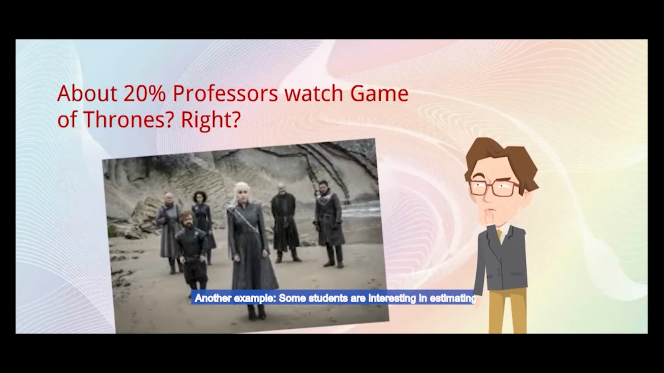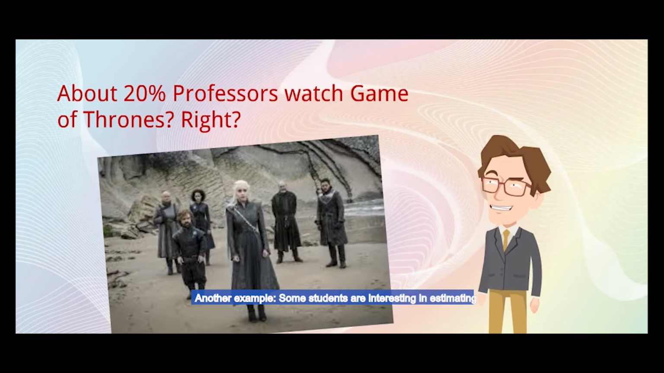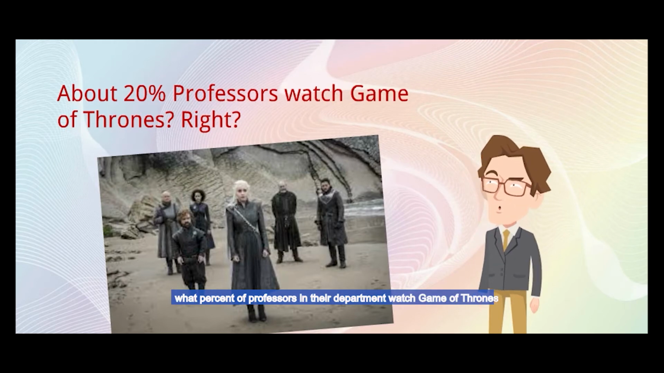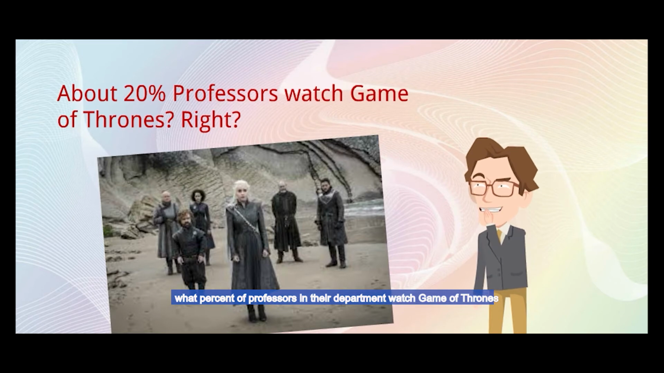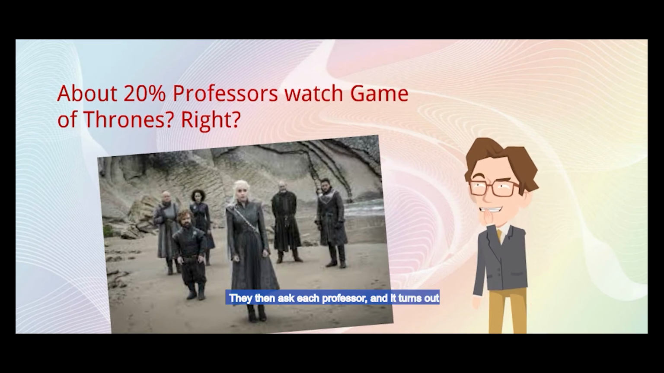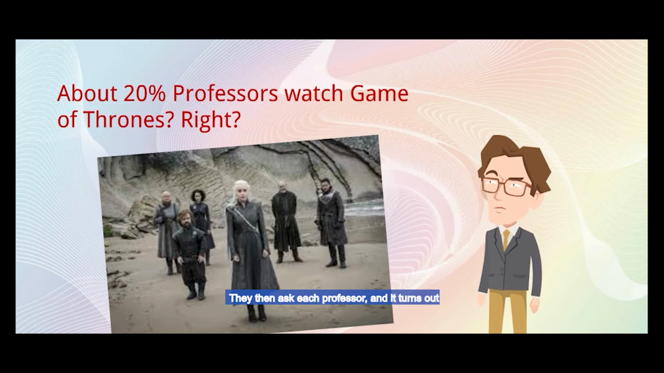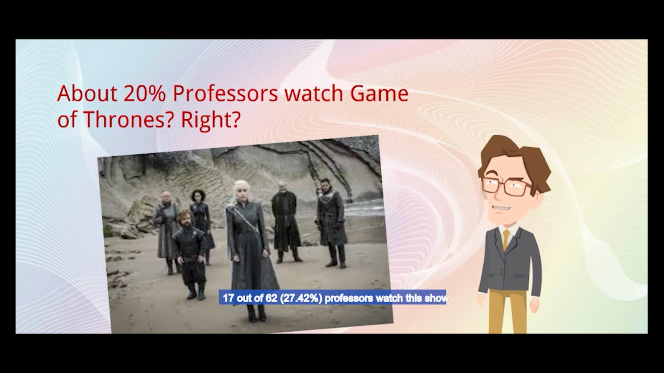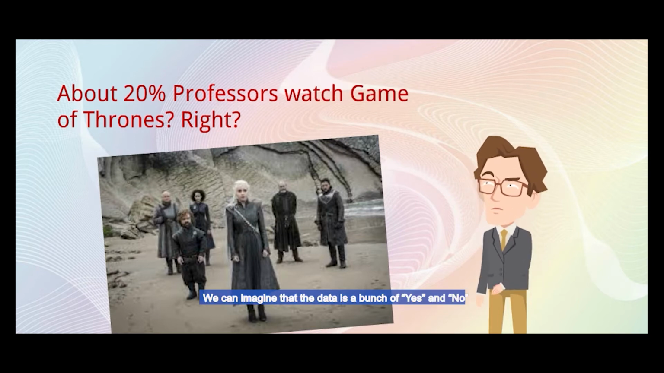Another example: some students are interested in estimating what percent of professors in their department watch Game of Thrones. They think it should be about 20%. They then ask each professor. It turns out 17 out of 62 professors watch this show. Is this estimation correct? We can imagine the data is a bunch of yes and no.